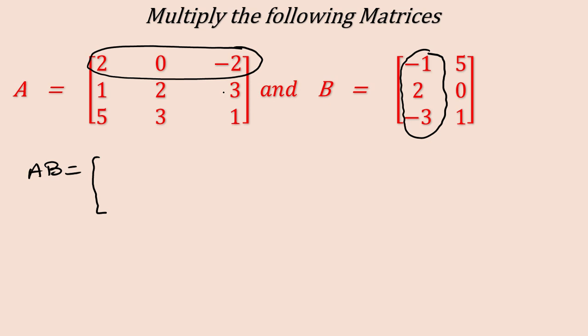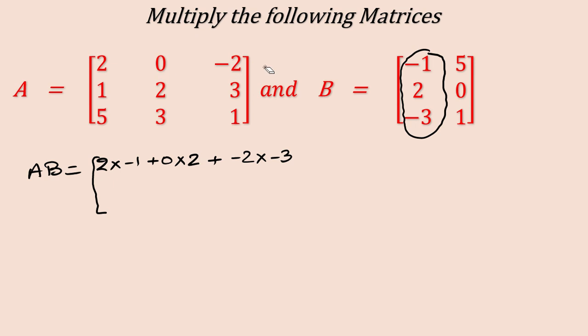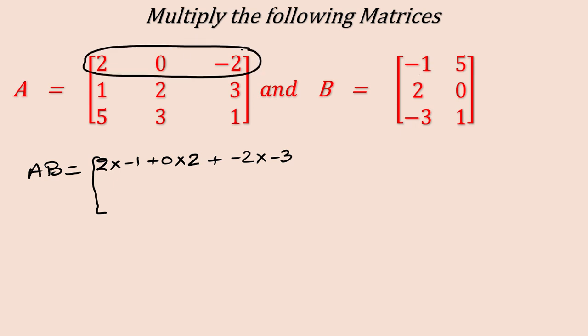Okay, multiply their corresponding elements and add them. Means 2 multiply by minus 1. Corresponding elements means first here, first here. Then plus 0 multiply by 2, then plus minus 2 multiply by minus 3. This will be the first element. Now for another element, you will repeat the same process with the first row and second column as well.